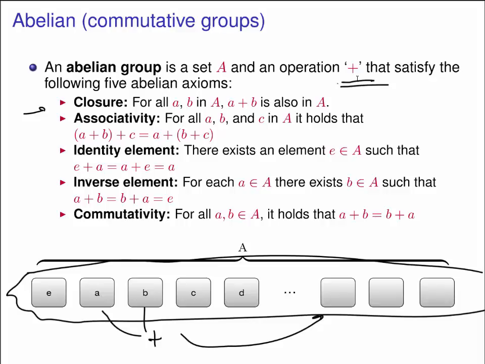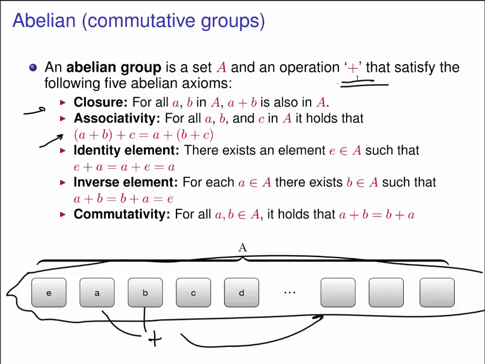The second axiom is called associativity, and this basically means that the order of operations is not important. If I want to add A and B and C, it doesn't matter in which order I perform the operation. I can add A plus B together and then add C, or I can add B and C together and add A. I will get the same result.